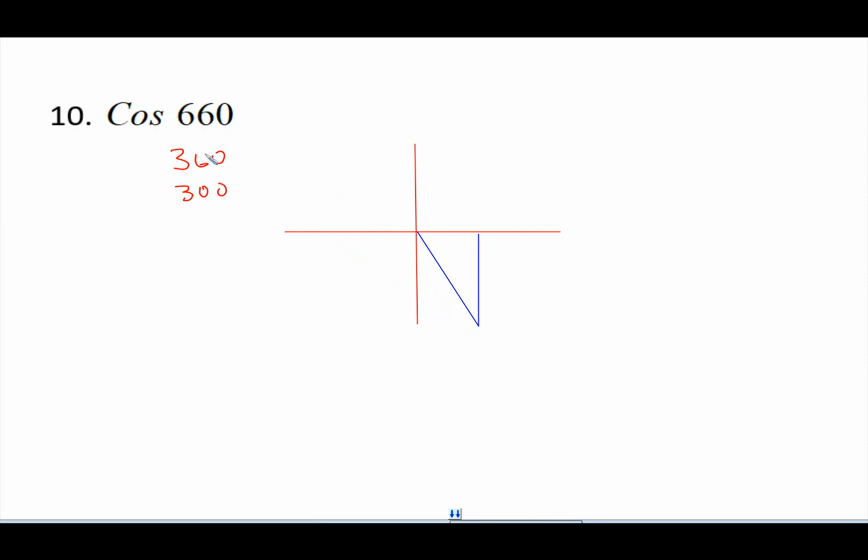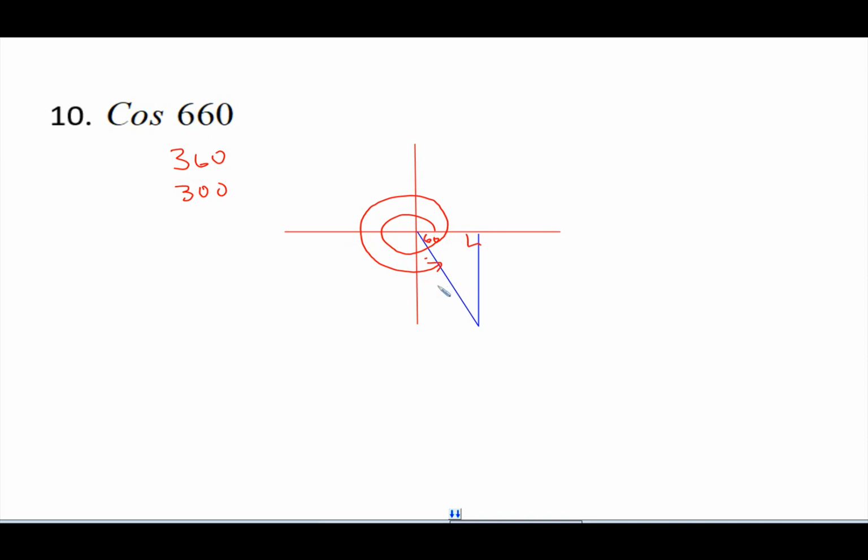Because if you go all the way around the circle one time, 360, you're basically back at 0. So we've rotated all the way around 360, then rotated another 300. Since we went another 300, this angle here has to be 60, because 300 plus 60 will give you the 360 for a full rotation.